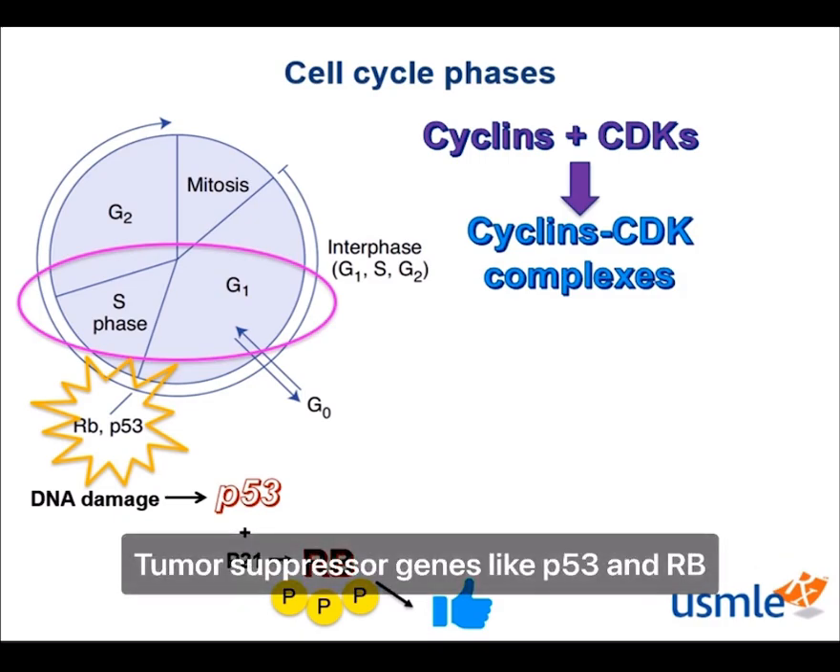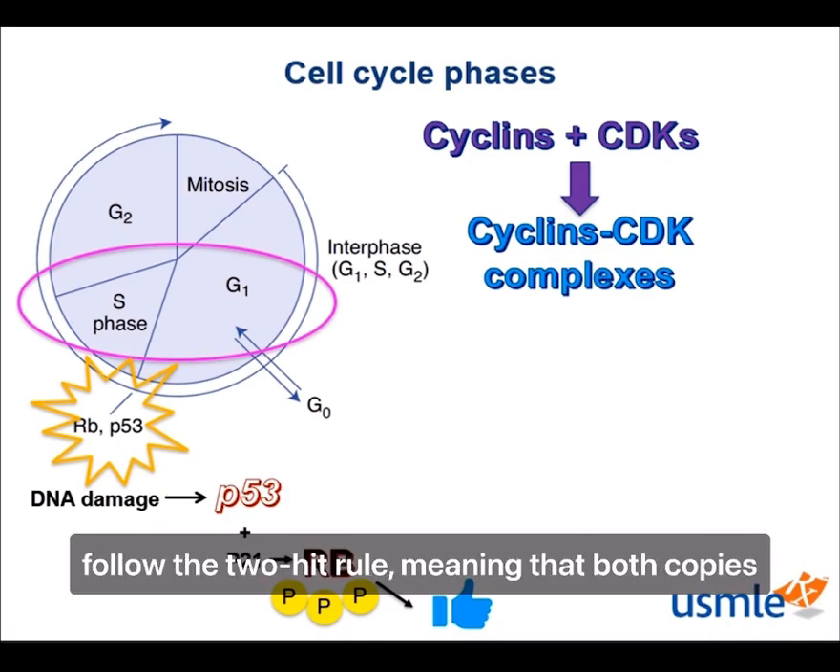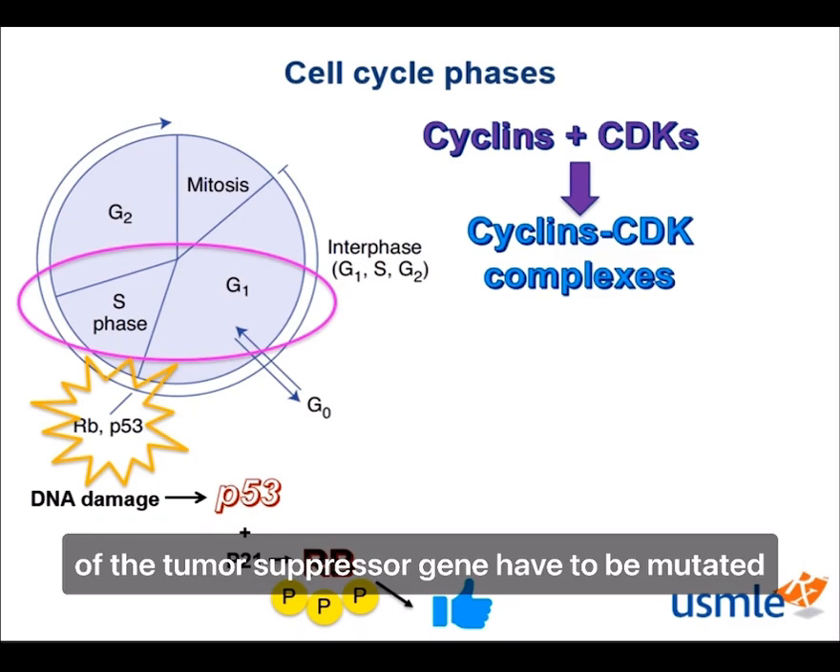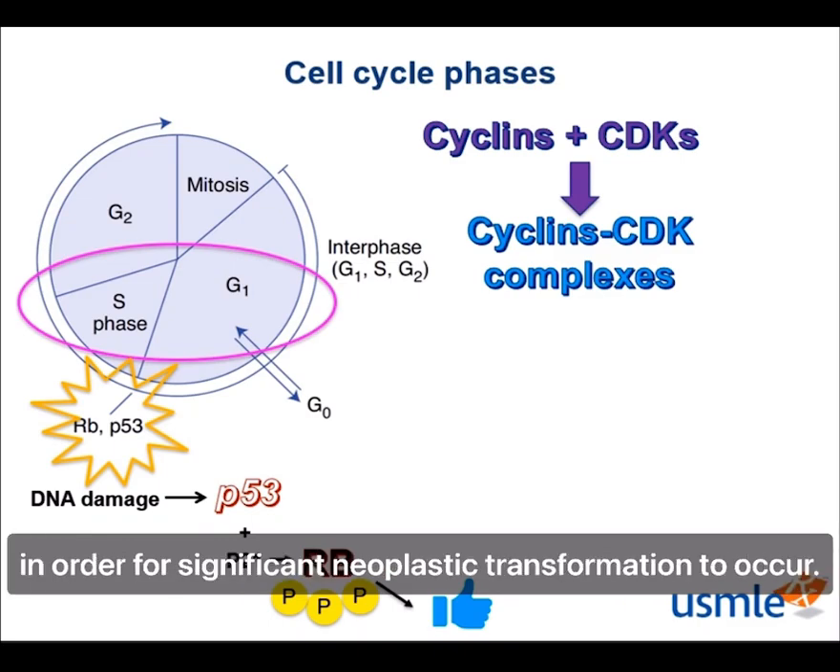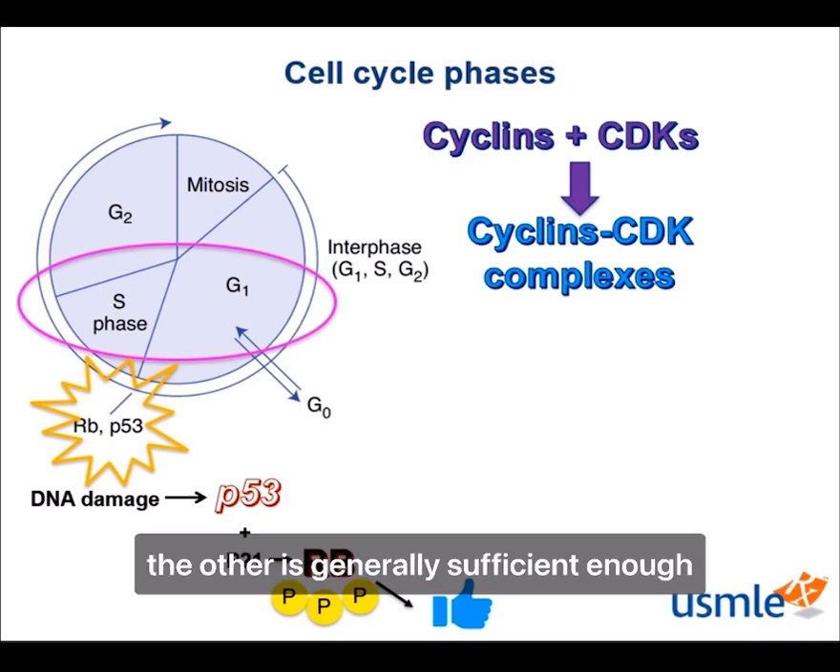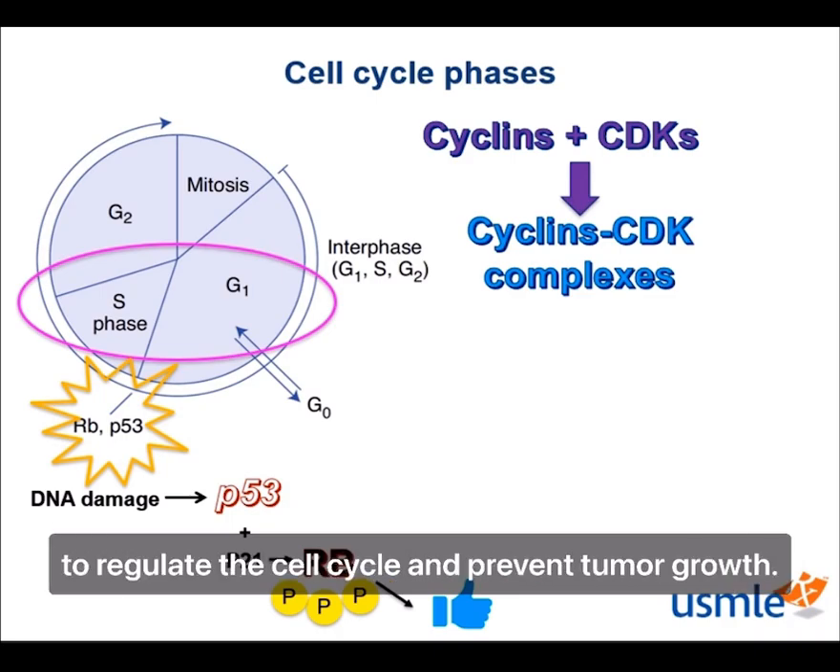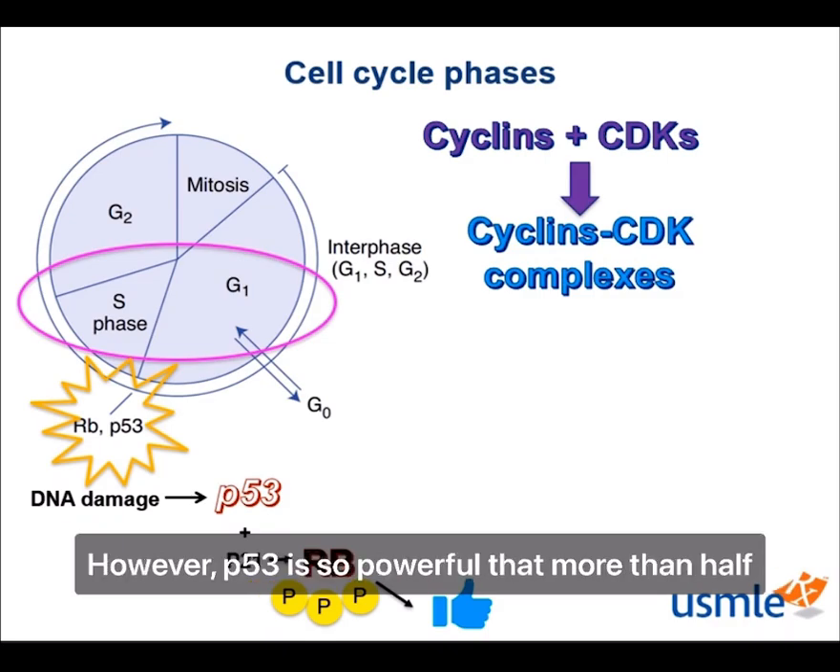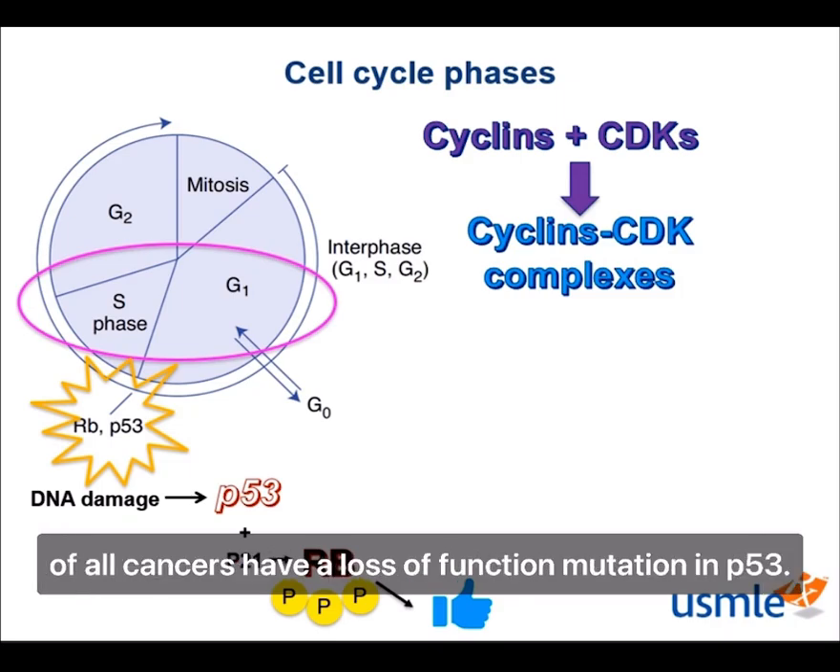Tumor suppressor genes like P53 and RB follow the two-hit rule, meaning that both copies of the tumor suppressor gene have to be mutated in order for significant neoplastic transformation to occur. This is because if only one copy is mutated, the other one is generally sufficient enough to regulate the cell cycle and prevent tumor growth. However, P53 is so powerful that more than half of all cancers have a loss of function mutation in P53.